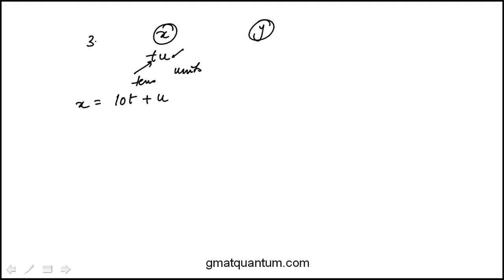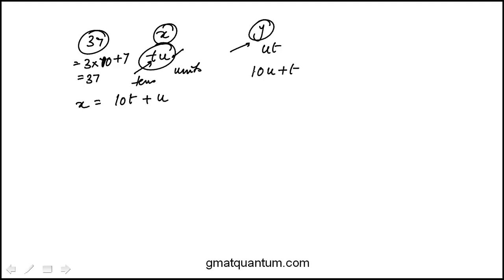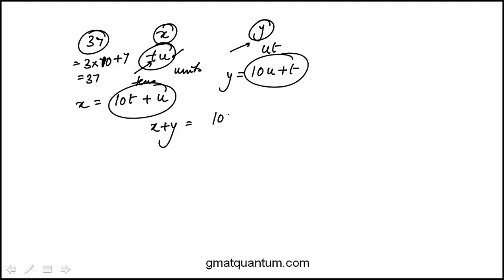So for example, if it was 37, the tens place is 3, so it's 3 times 10 plus 7, or 37. Similarly for y, since the digits are flipping, there would be ut, which means the value here would be 10u plus t. So this is y. Now, they're asking us about x plus y, so we can create that expression in terms of these digits.